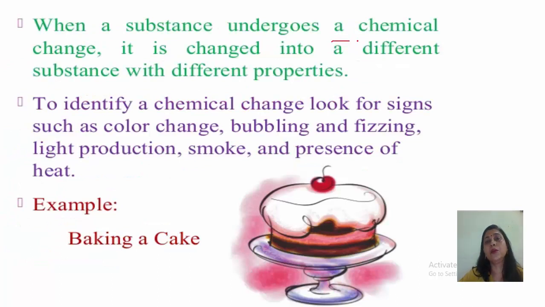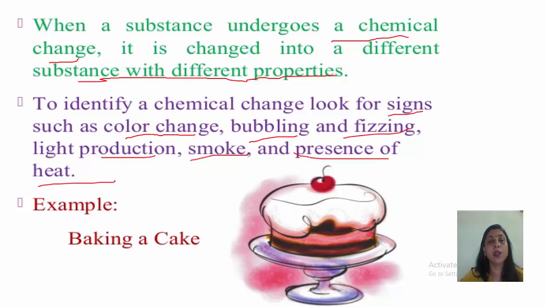When a substance undergoes a chemical change, it is changed into a different substance with different properties. Now, if we want to identify whether a change is a physical or a chemical, especially a chemical change, we will look for some certain signs. These are color change, bubbling, fizzing, light production, smoke and presence of heat. Aur inmein se agar koi bhi signs present hai, that means it is a chemical change. For example, baking a cake is a chemical change.